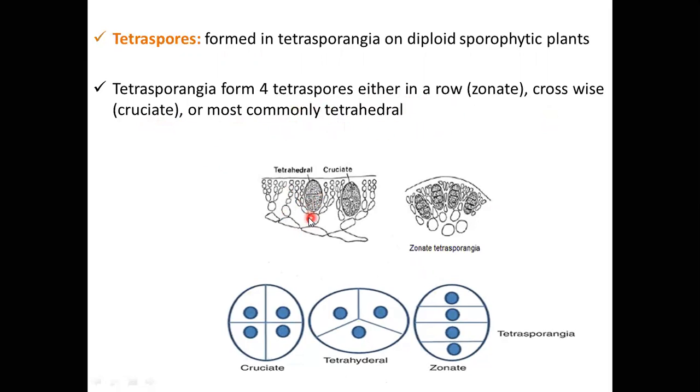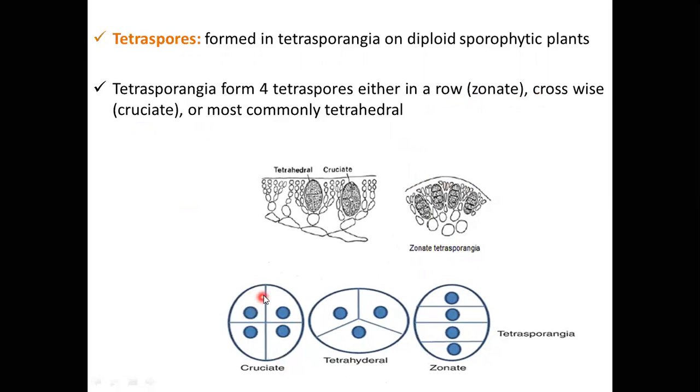You can see here this is the tetrasporangia which produces tetraspores in a tetrahedral arrangement. This is cruciate and this is zonate tetrasporangia. So zonate is simple, when the tetraspores are formed in a row. You can see here this is zonate. So these are formed in a row. This is very simple. These are tetrasporangia in a row producing tetraspores.